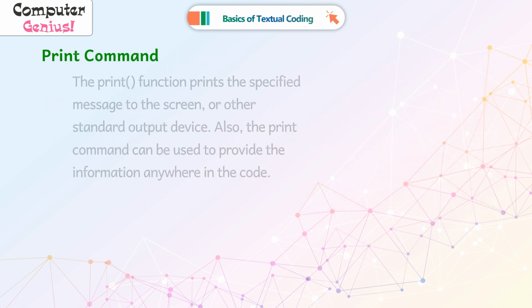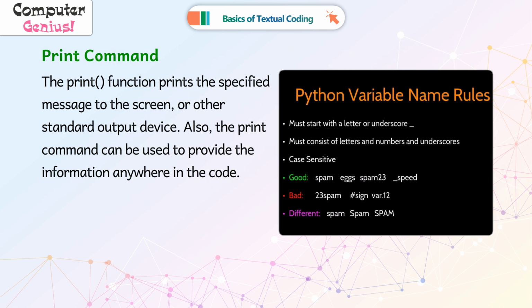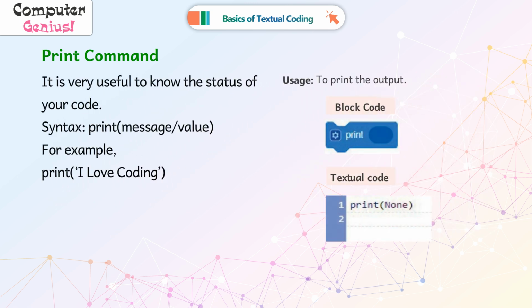Print command. The print function prints the specified message to the screen or other standard output device. Also, the print command can be used to provide information anywhere in the code. It is very useful to know the status of your code.